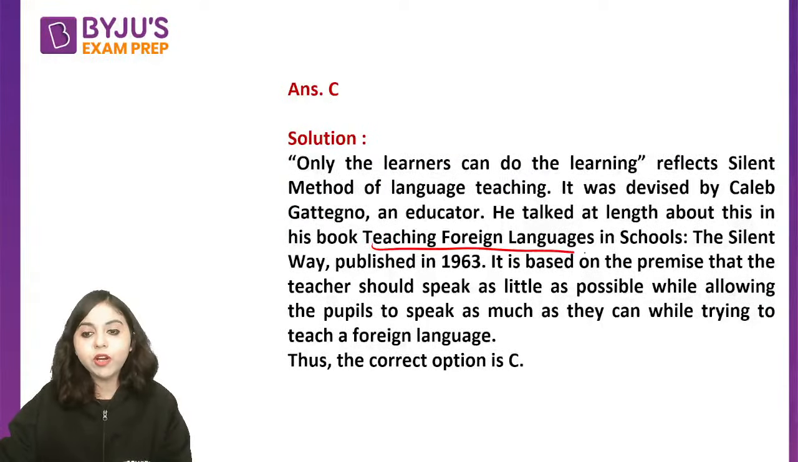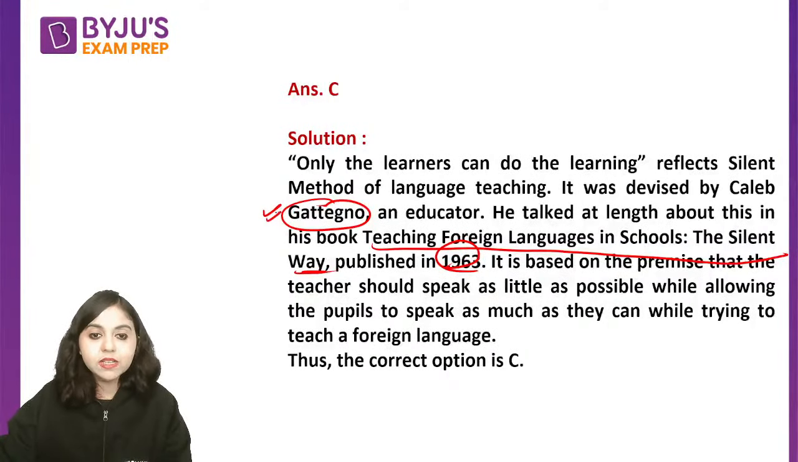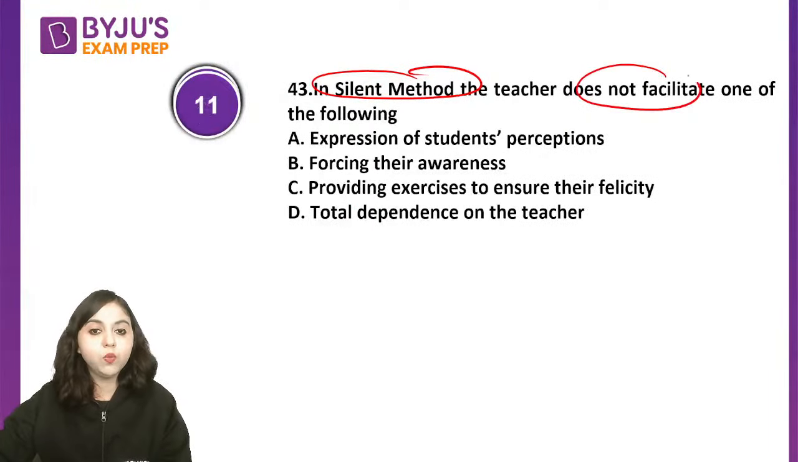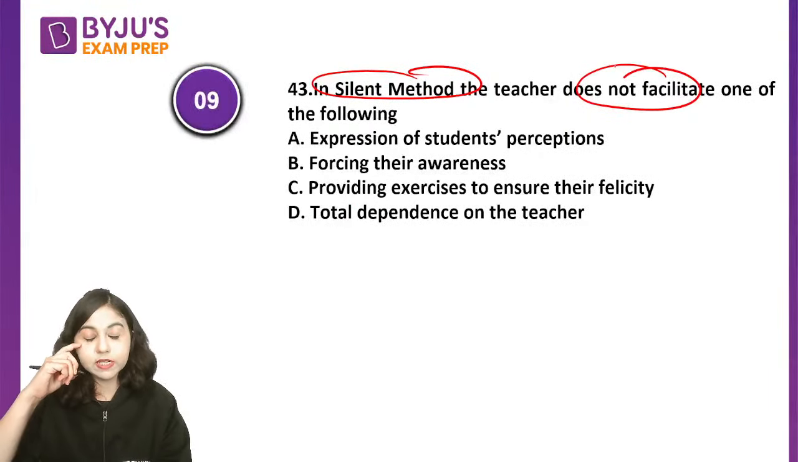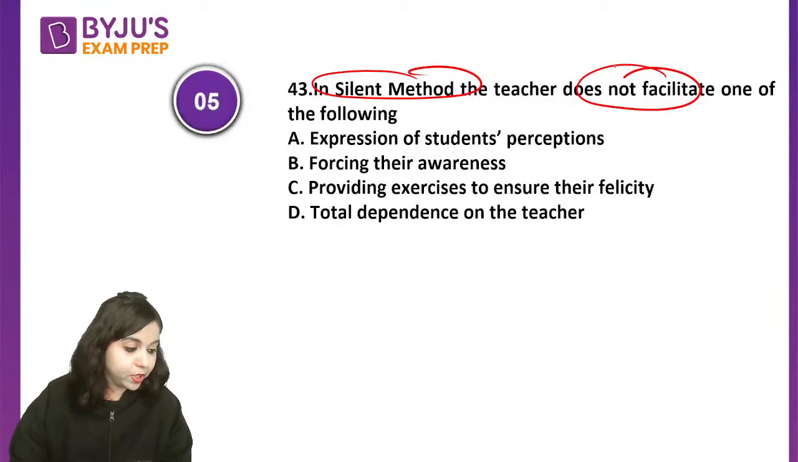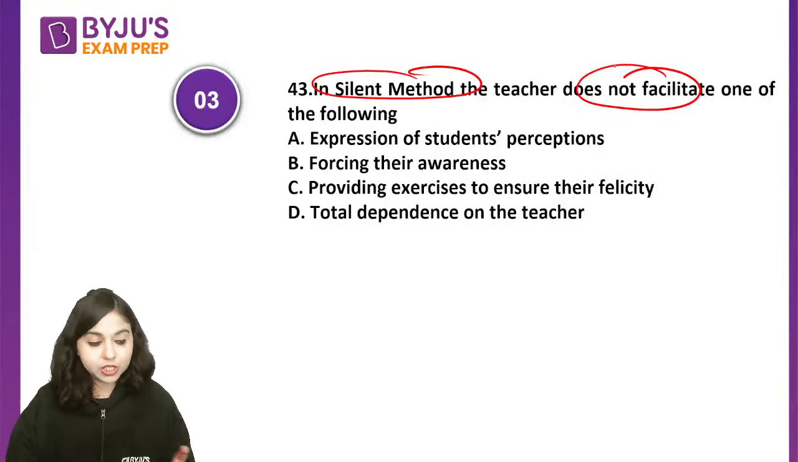So teaching foreign languages in school, the silent way, 1963, we're able to see that this is coming by Caleb Gattegno. An educator, Caleb Gattegno, was the one who was coming up with it. Silent method, learners will help themselves, okay? In silent method, the teacher does not facilitate one of the following. Which one is the right answer here? Which one is not facilitated by the teacher?